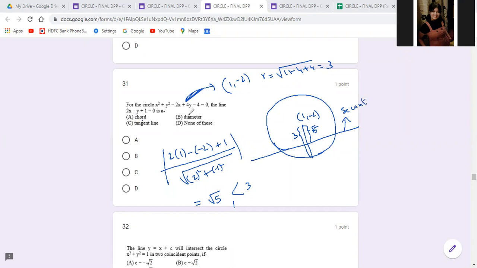So it can be a chord. It can also be a diameter. How will you check whether it's a diameter or not? For a diameter, the line should pass through the center, so the distance from the center to the line would have been 0. Here the distance between the center and the line is not 0, so it is a chord. AB chord.